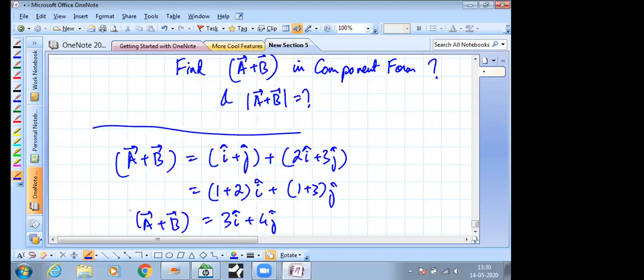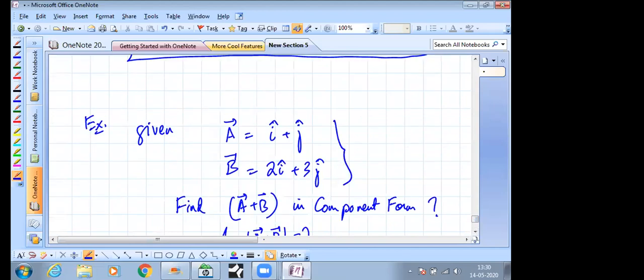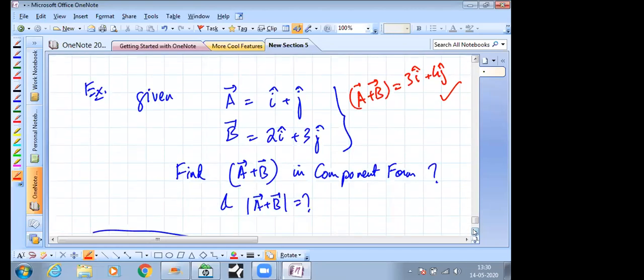So once you get used to this, you don't need to do so many steps. You can directly look at the two vectors which are given to you above and figure out that the vector A plus B will have an x component which is the sum of the x components, 1 and 2, so it is 3 i cap, and the y component will be the sum of 1 and 3, so that is 4 j cap. So eventually you can do it directly like this, but initially I'm just showing you all the steps involved. So the steps are this.